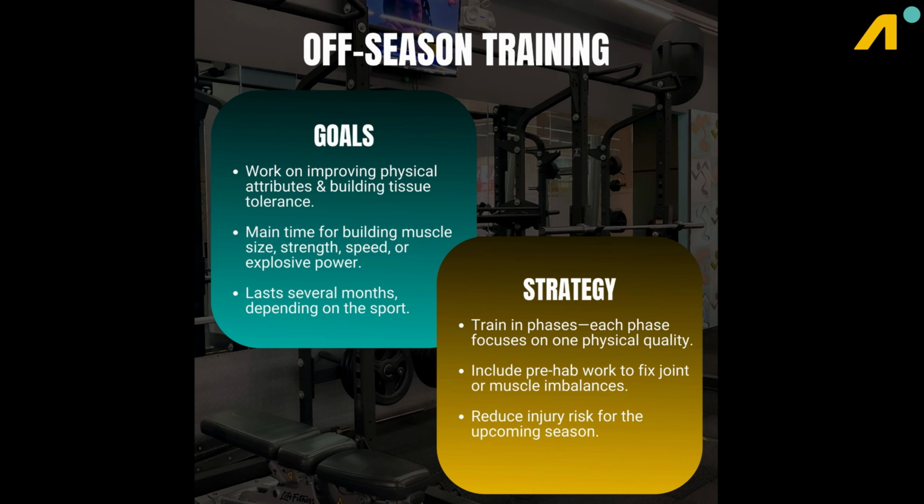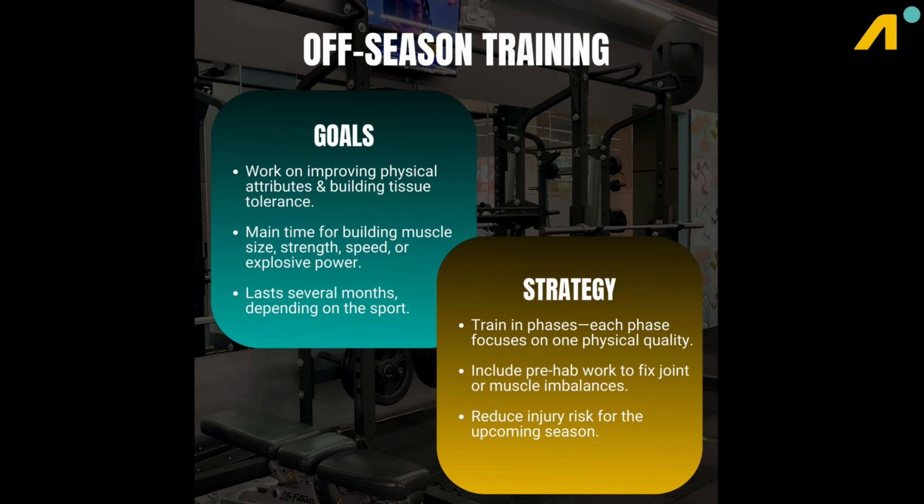Most off-seasons last several months, depending on the sport, and in general, we work in different phases. Each phase can last usually several weeks, somewhere between 2 to 6 weeks, and each phase focuses on one physical quality. For example, muscle size, we work on that for let's say 5 weeks. And then we work on explosive power for 4 weeks.